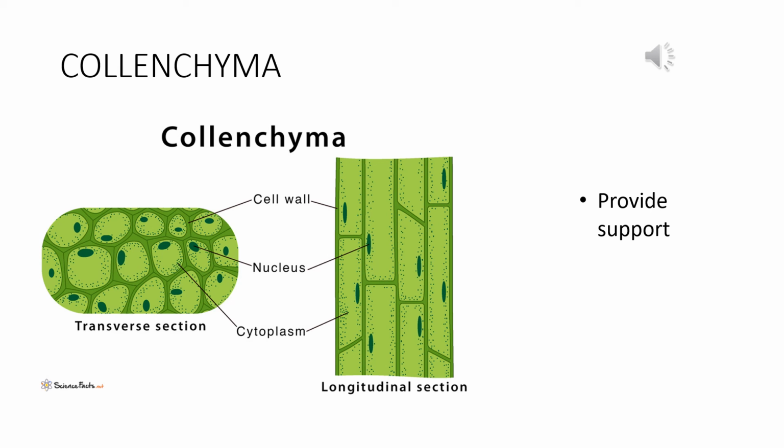Collenchyma is made up of living cells which are elongated and are thick at the corners or edges. They have very thick or lignified cell wall. This tissue is found in the leaf stalks and below the epidermis of stems. This tissue helps to support the plant.